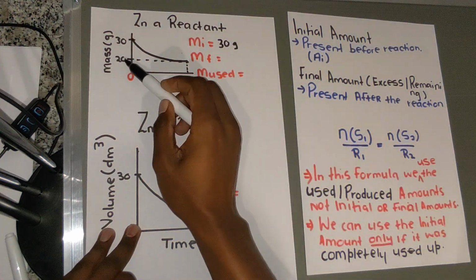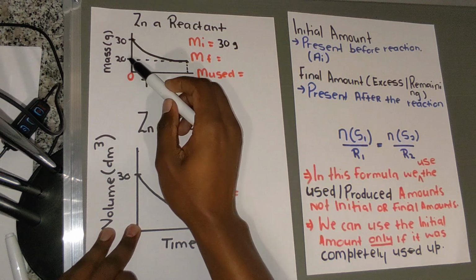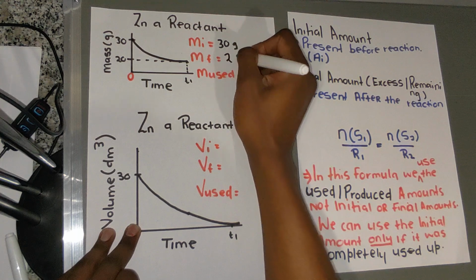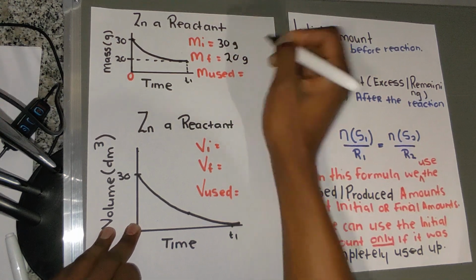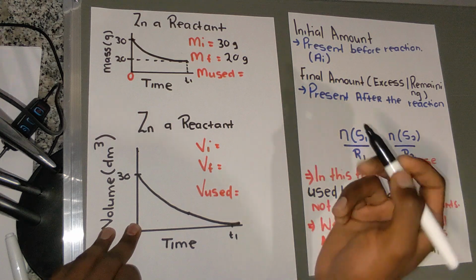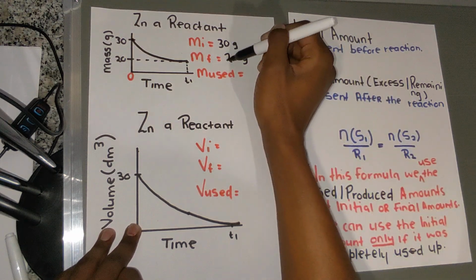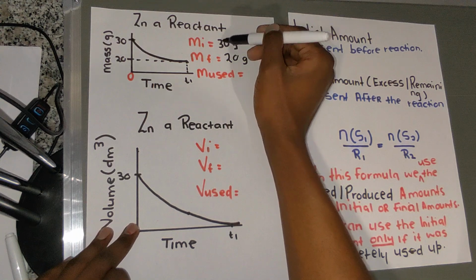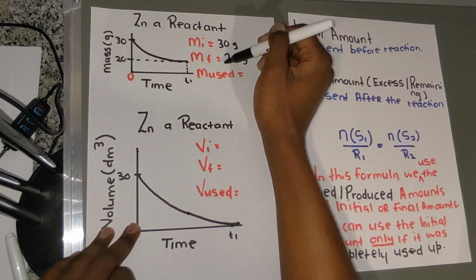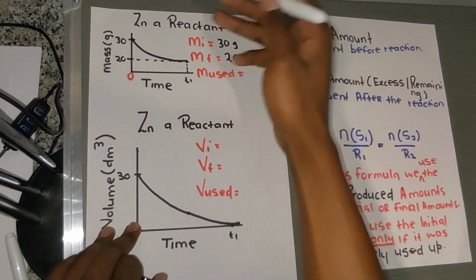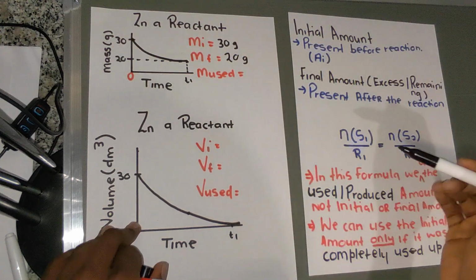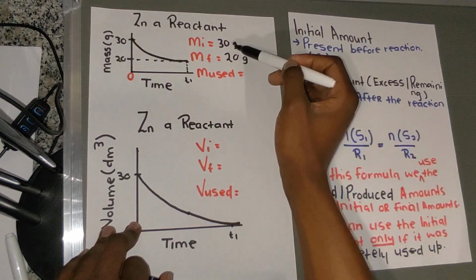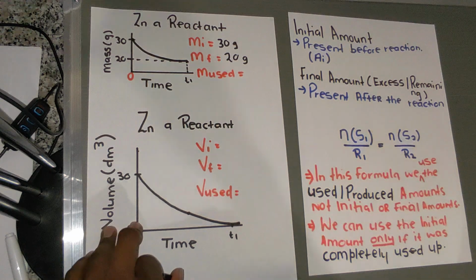So finally, we do have the final mass after the reaction. The final mass after the reaction is 20 grams. Now let me ask a question. Do we use this amount or that amount in stoichiometry? No, we don't. I said we don't use the initial amount or the final amount, unless they say that the initial was completely used up. Also remember that this formula only calculates the number of moles. So if you have the mass, you need to proceed and calculate the number of moles.